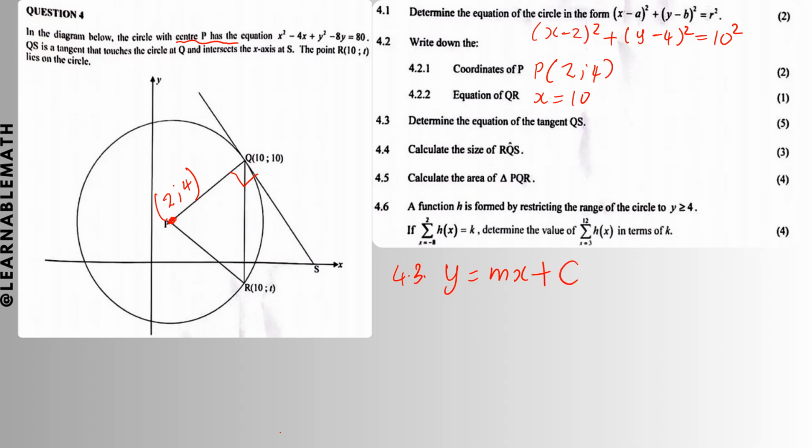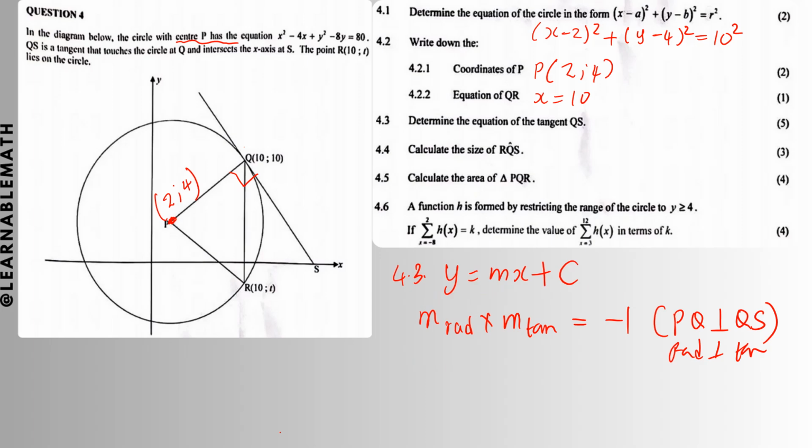So what we can do, we can get the gradient of this one that is perpendicular to that tangent, and we know that the gradient of the radius times the gradient of the tangent will be equal to -1, right? I'm saying gradient of the radius times gradient of the tangent will be equal to -1 because the two are what? Perpendicular. Okay, radius perpendicular to tangent. Coming from that idea, if I get the gradient of the radius, I can simply get the gradient of the tangent using this equation.